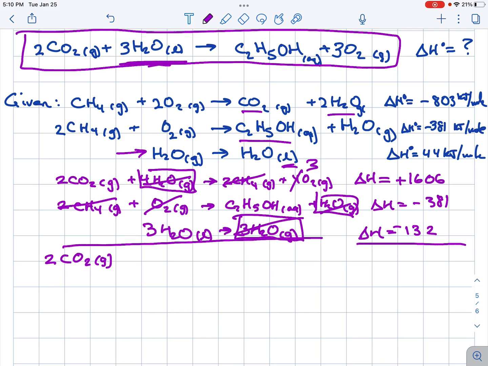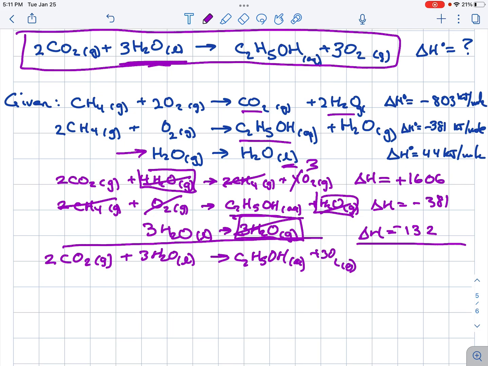So what do we got? We got 2 CO2s left here. We got 3 waters in the liquid form even. And then what do we have over here? We have an ethanol that we haven't canceled out. And we have 3 oxygens. All right, so we're in business.